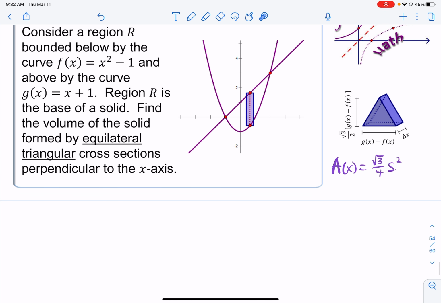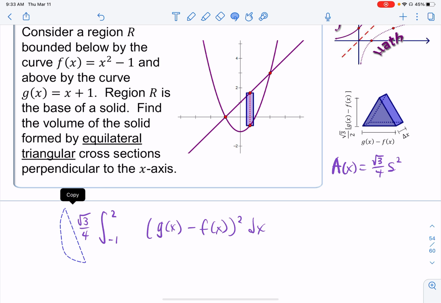Okay, so let's write up our definite integral. Still exactly the same bounds from -1 to 2, and then our area, square root of 3 over 4, multiplied times our side length. Our side length is that, not f of x, come on, g of x top minus f of x bottom, which is squared with respect to x. And then I can take the square root of 3 over 4 out of this thing, just like that. How nice is that? And then maybe scooch this thing over.